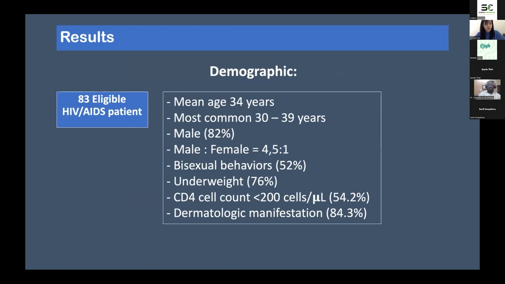For the results, we had 83 eligible HIV/AIDS patients with a mean age of 34 years. The most common age group was 30 to 39 years old, and the majority were male, with a male to female ratio of 4.5 to 1. More than half claimed to have bisexual behavior, with most of them underweight and having a low CD4 cell count of less than 200. The prevalence of dermatologic manifestations was 84.3%.